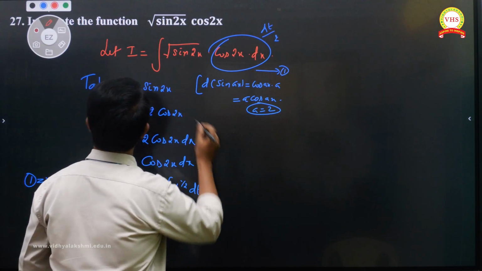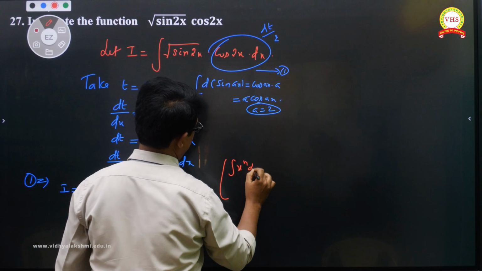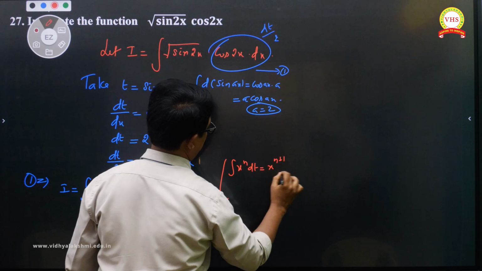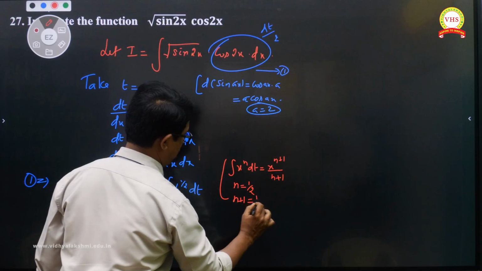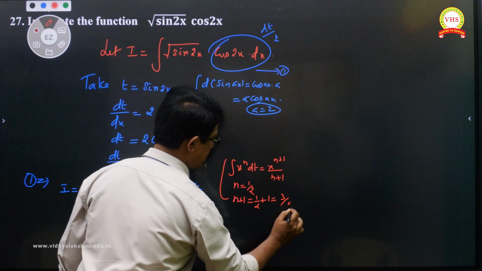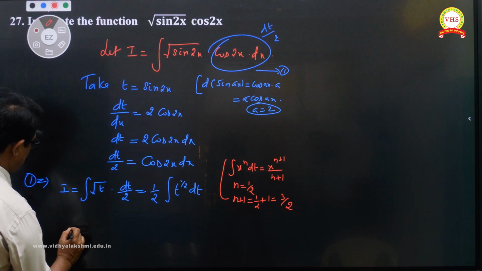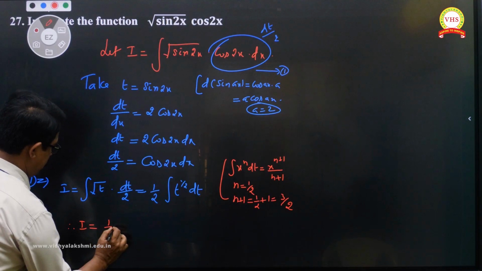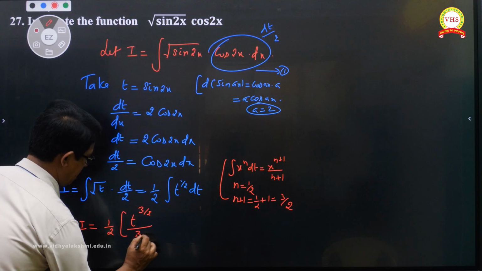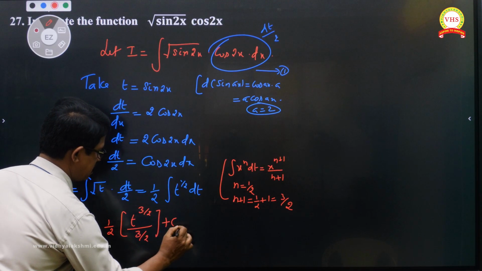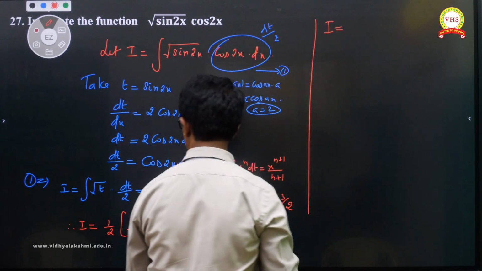Then apply the formula. The formula is integral of x to the power of n dx equal to x to the power of n plus 1 by n plus 1. Like n equal to 1 by 2 means n plus 1 equal to 1 by 2 plus 1, that is equal to 3 by 2. What is the final answer here? I equal to 1 by 2 into t to the power of 3 by 2 divided by 3 by 2 plus c. And then simplify here, what is I equal to?